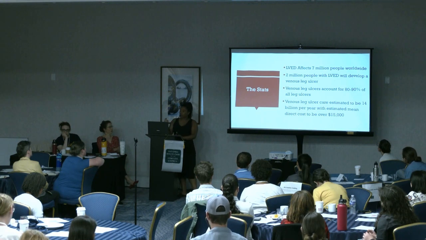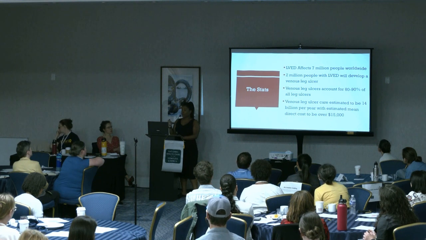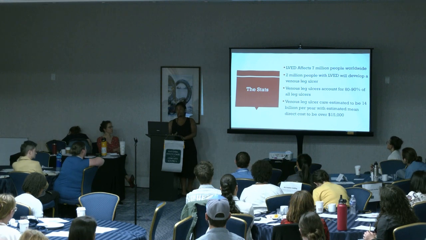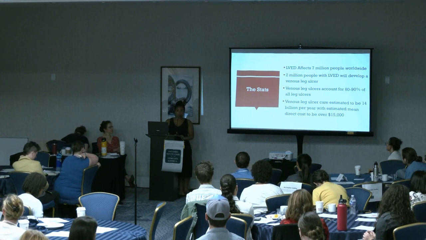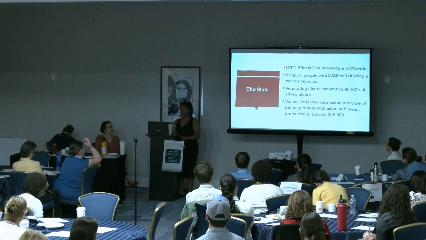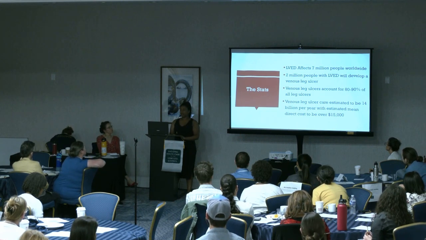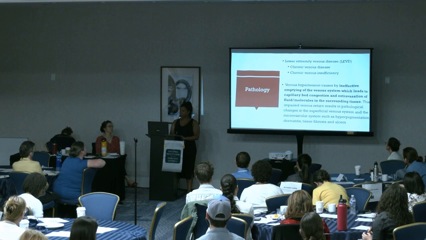So venous leg ulcer care is estimated to be $14 billion per year, with an estimated mean direct cost of over $15,000 to just treat the ulcer. Okay, so it's really expensive care. So we want to try to prevent them from getting it. And I think I have a couple slides to talk about how to help that.